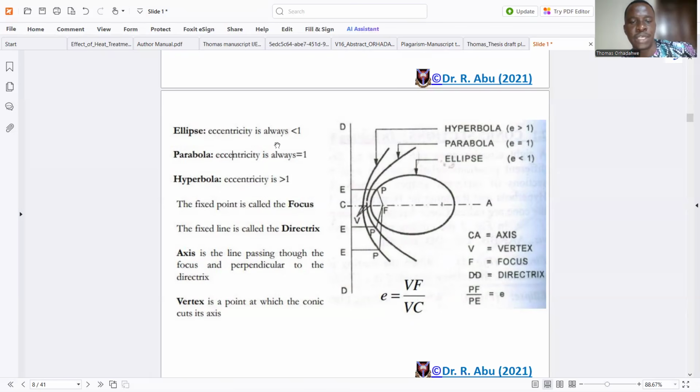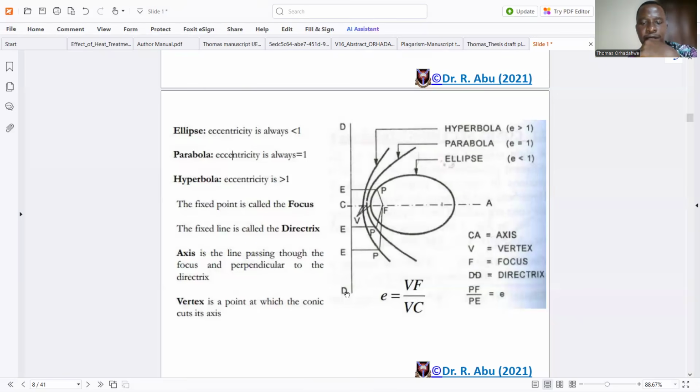Now, if the eccentricity is less than 1, you have an ellipse. If it's equal to 1, you have a parabola. And if it is greater than 1, you have a hyperbola. And that fixed point F is called the focus.